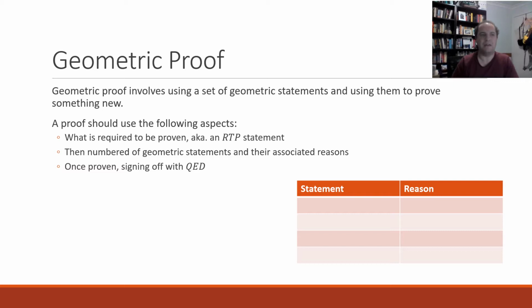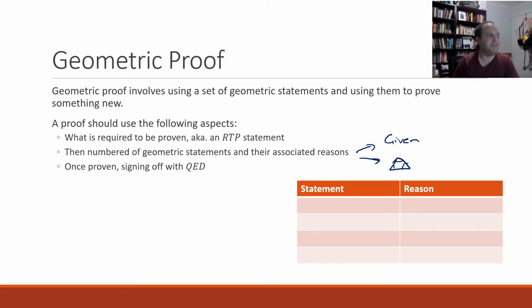Once we've done that, we're going to use a table like what we've got here, a statement and reason table, to list the geometric statements that are true, either given to us or provided for us, and associated reasons. Reasons could be words, like information that has been given to us, or they can involve symbols, like all angles of a triangle add to 180. Reasons could be either of those in our table here.